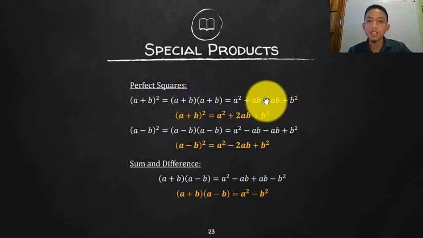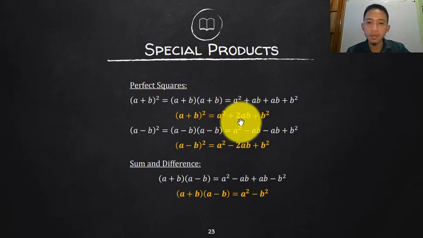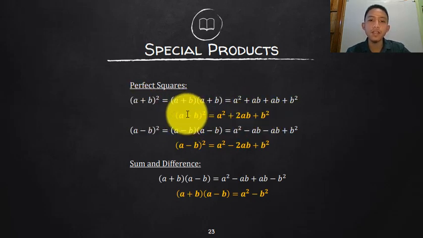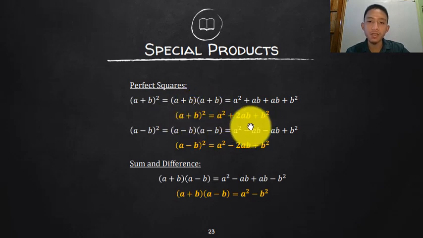Simplifying this one, this will combine to positive 2ab: a squared plus 2ab plus b squared. So there is a pattern there. A binomial with addition which is raised to 2, or squared, will just be a squared plus twice the product of a and b, that is the meaning of your 2ab, plus your b squared.